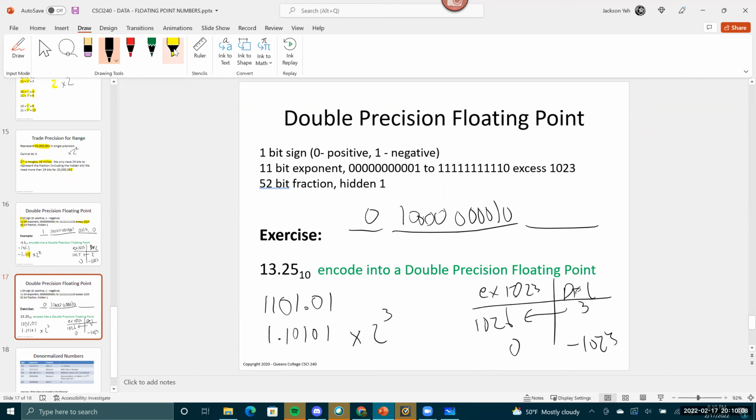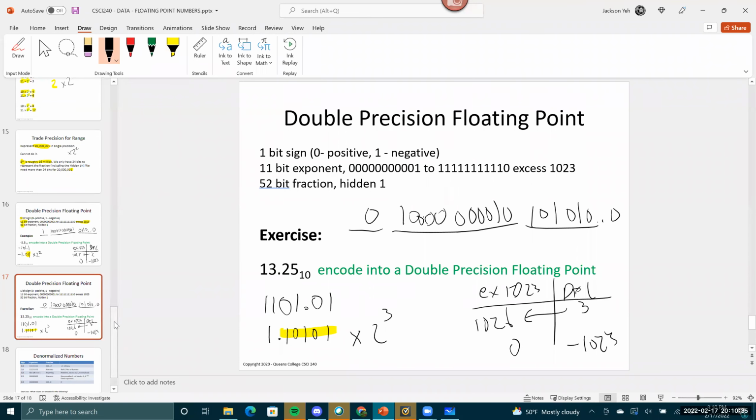And now the fraction is just going to be this. Is 10101 and a whole bunch of zeros. All right, so exercise-wise, it's pretty much the same as single precision. The only real difference from a single precision float is, got to remember that the exponent is 11 bits and not 8, and it's excess 1023. All right, so now let's talk about the special cases.